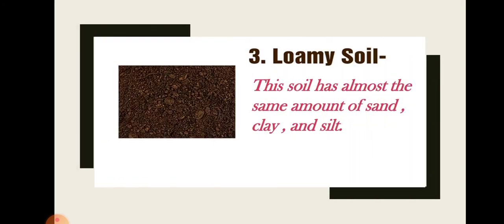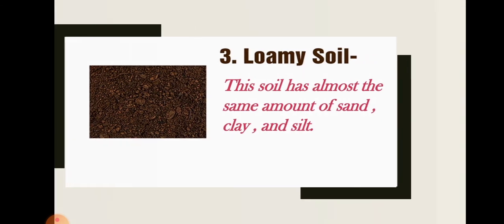Loamy soil. This soil has almost the same amount of sand, clay, and silt. Loamy soil is the best soil for growing plants. It is rich in nutrients and humus and allows water to pass through easily. Soil profile. Soil profile refers to the layers of soil.